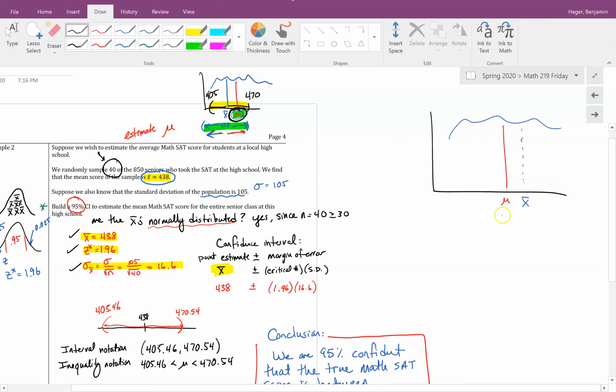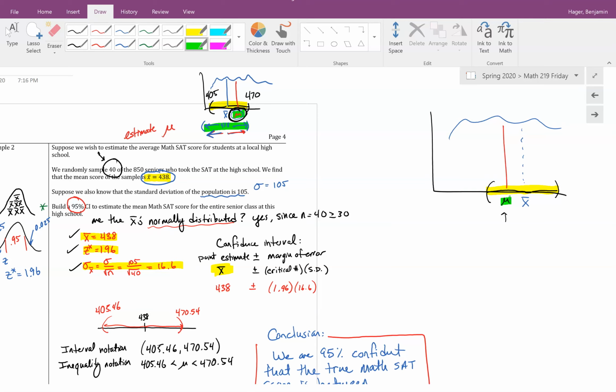In order to get a real idea of what the population mean is, we add some standard deviations and subtract some standard deviations, creating this interval that hopefully contains the parameter we're interested in, typically the population mean or population proportion.